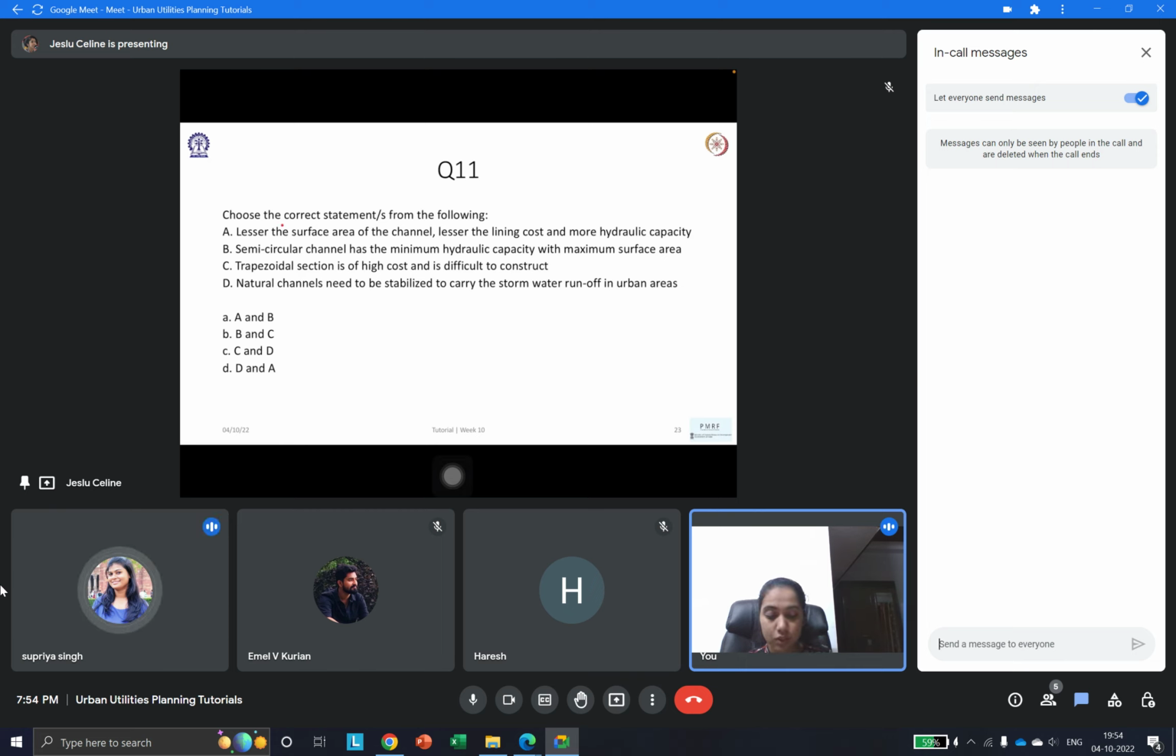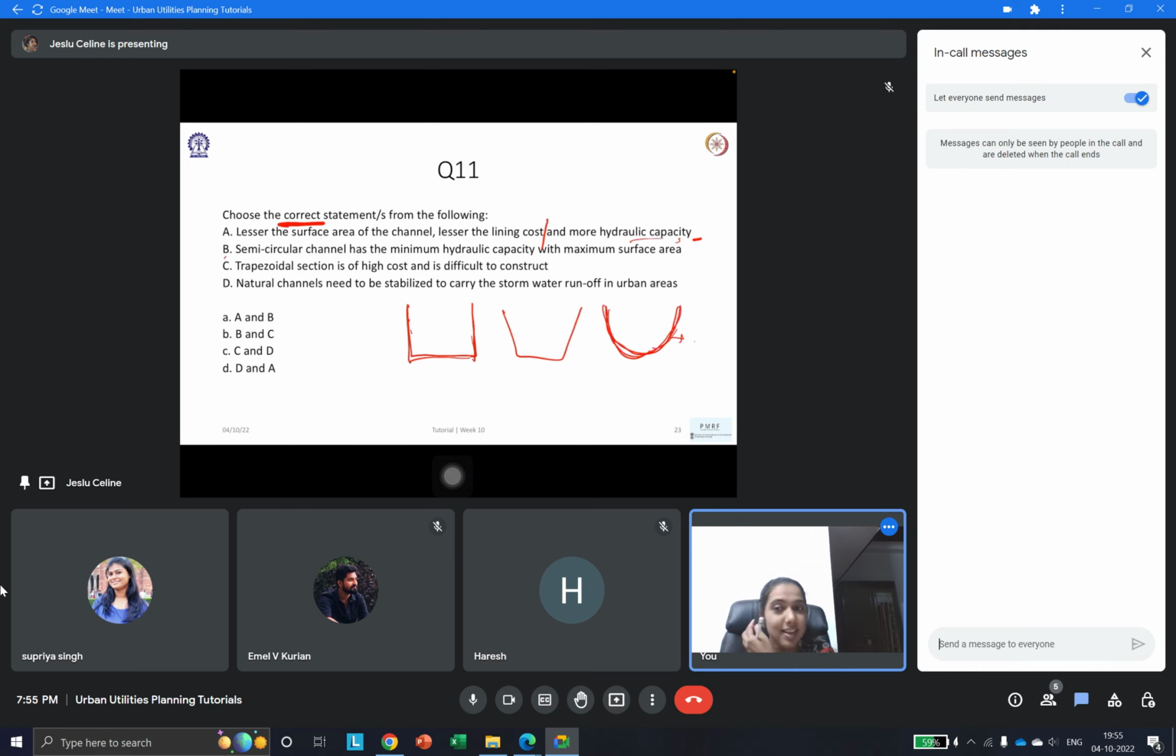So the question is asking to choose the correct ones. A is right. Why? Lesser the surface area of the channel, lesser the lining cost, obviously. So this part is correct. And will the hydraulic capacity increase? That is also right. It is a bit confusing for me, but here we are mainly talking about a rectangular section, trapezoidal section, circular section. So basically the hydraulic capacity will also increase.